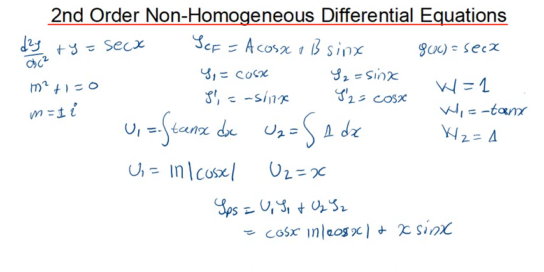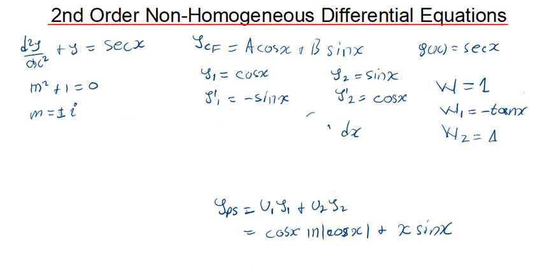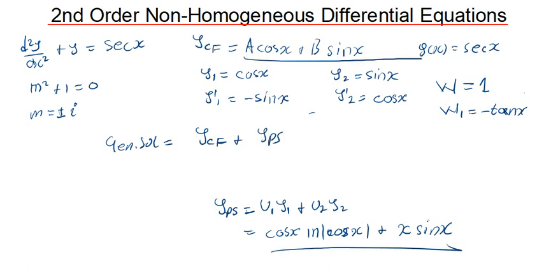How then are we able to conclude that? We can add this with the complementary function. So it simply means our general solution is going to be equal to the complementary function plus the particular solution. Just add this with that, and that's your general solution.